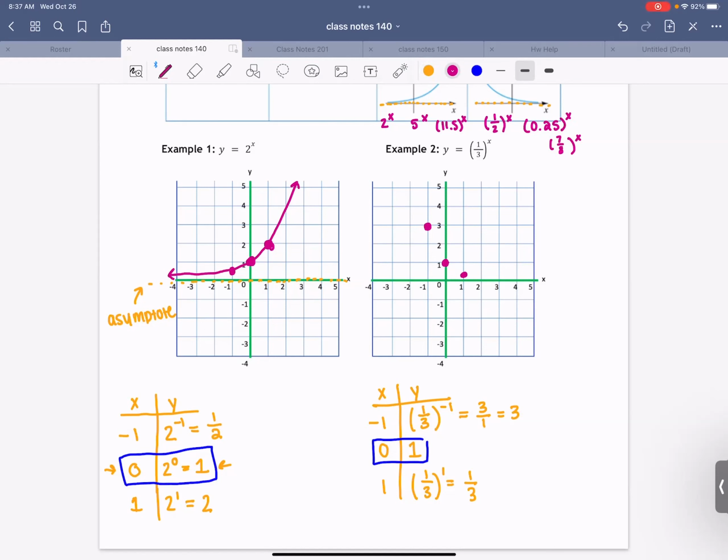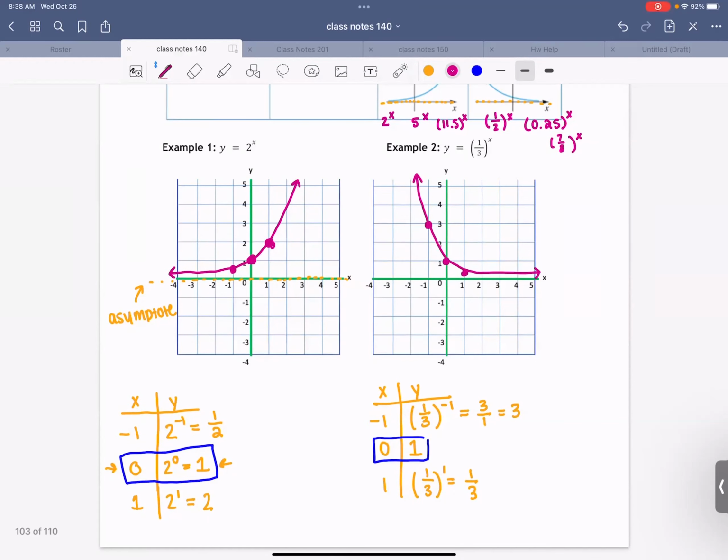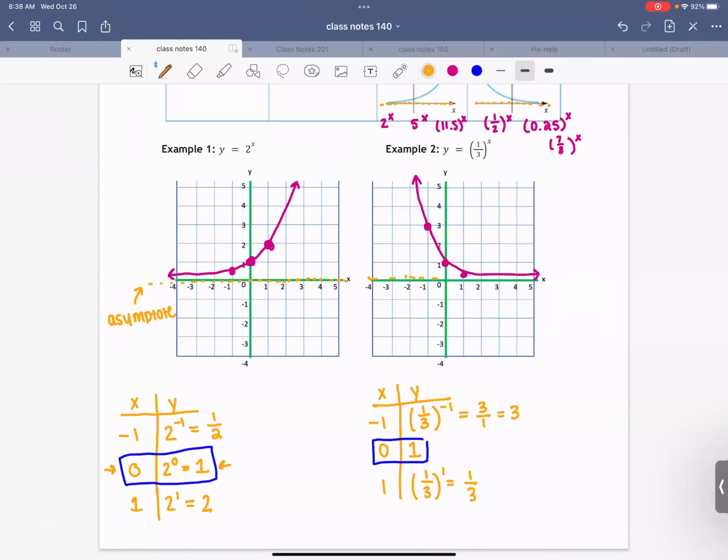Now, I can plug in more points, but I think we're pretty good here. So I know what the shape is going to look like. I know that it's going to get closer and closer to the x-axis, which is my asymptote. And my graph is going to look somewhat like this. Okay, so I still have an asymptote here, which I guess I'll mark. All right.